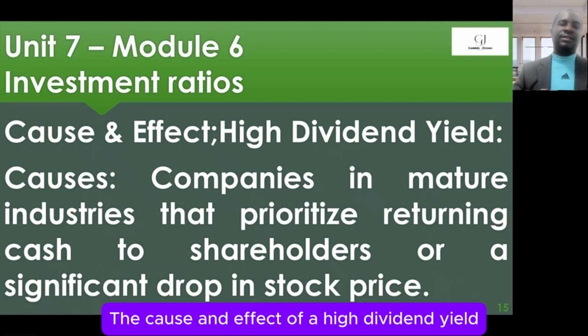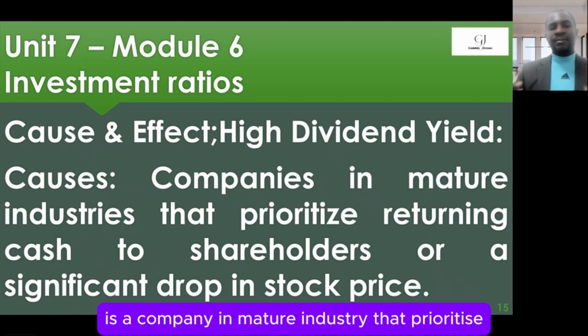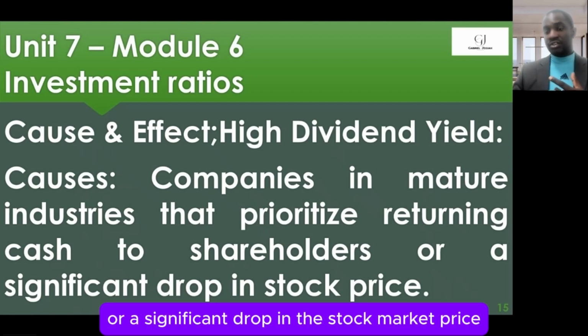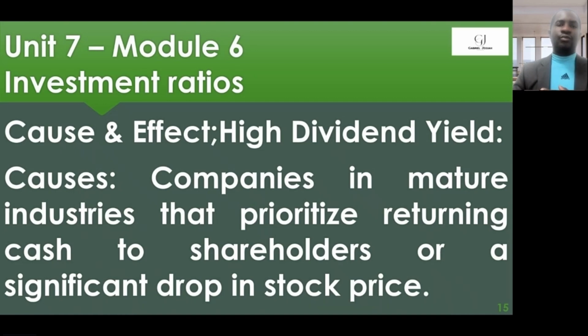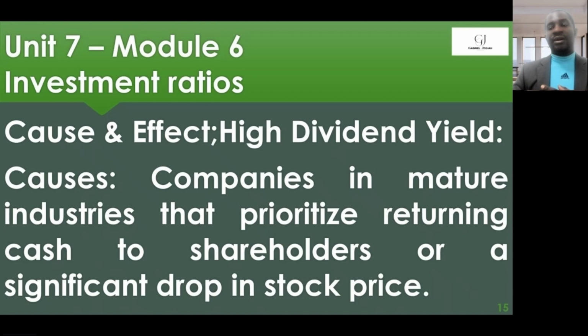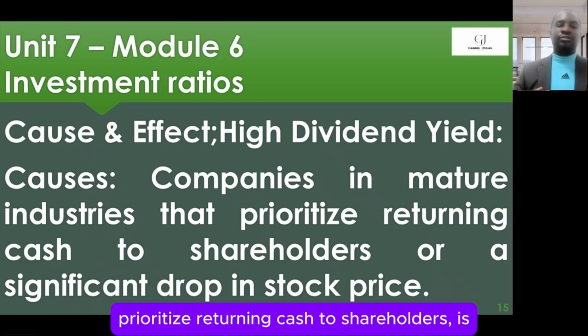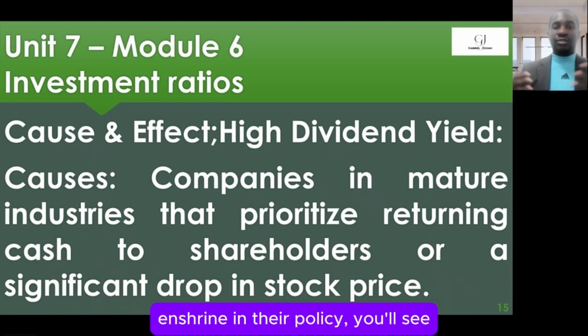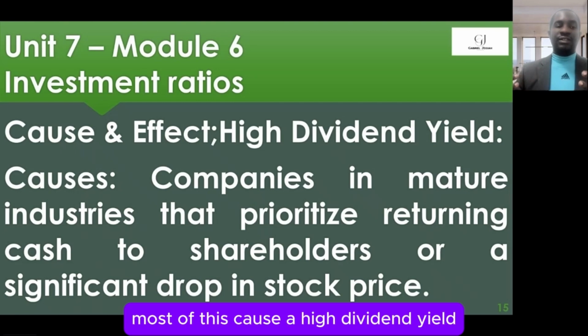The cause of a high dividend yield is a company in a mature industry that prioritizes returning cash to shareholders, or a significant drop in the stock market price. So companies in particular industries prioritize returning cash to shareholders, and it is enshrined in their policy. You see that most of these cause a high dividend yield.